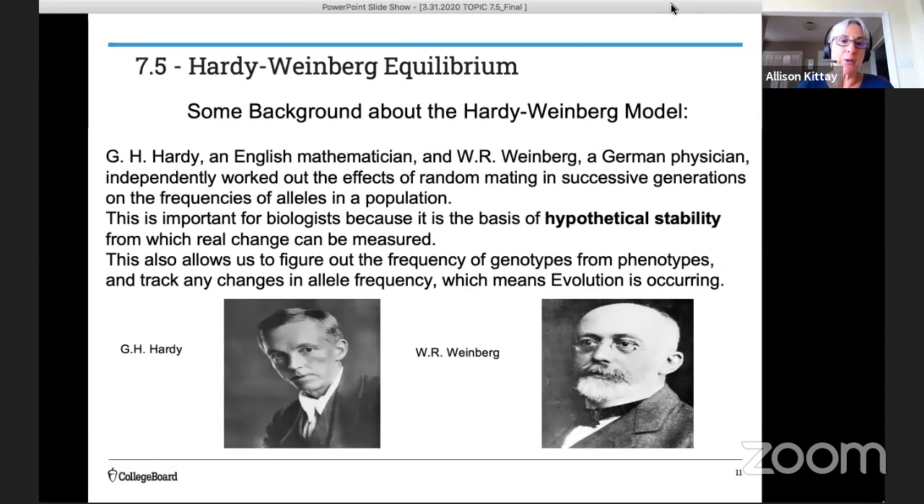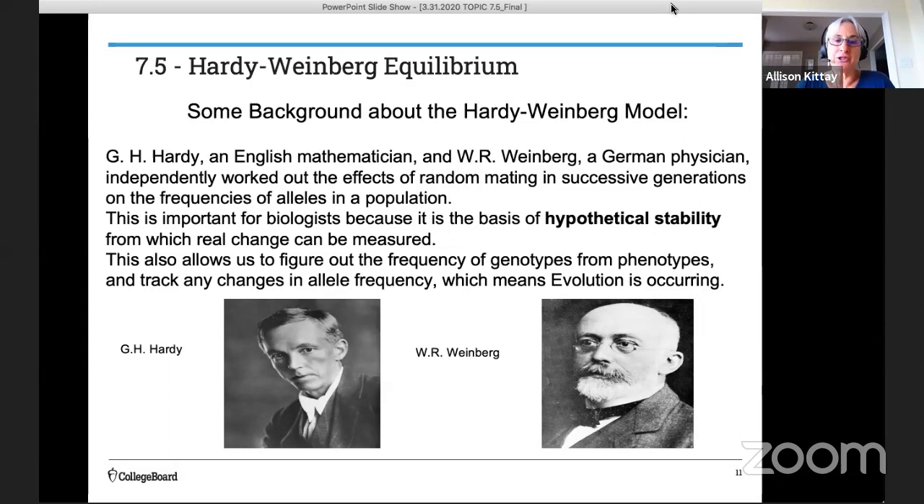All right, so a little background about the Hardy-Weinberg model. Hardy and Weinberg were 2 different people. Hardy was an English mathematician and Weinberg was a German physician. And independently, at the same time, they both worked out the effects of random mating in successive generations on the frequencies of alleles in a population. So we give both of these men credit for coming up with a model that describes these effects.